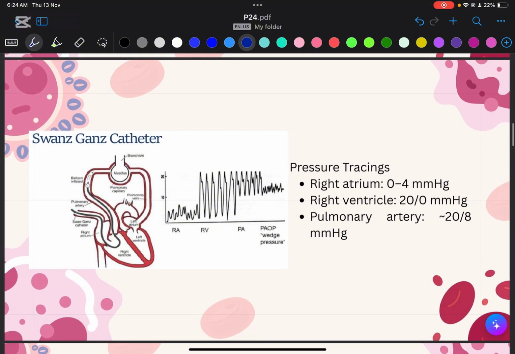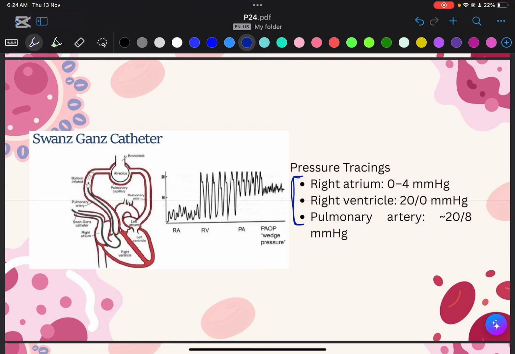Now we have the Swan-Ganz catheter. I'm not really sure if you're supposed to know these numbers, but since the professor said it, I will say it for funsies. A catheter is a long tube. This one has a balloon at the end, and it has a pressure reader. This catheter enters and goes to the right atrium. The pressure reader reads 0 at systole and 4 in diastole. Then it will move further down into the right ventricle, where it reads 20 systole and 0 diastole. Because of these numbers, we know that we're in the right ventricle.